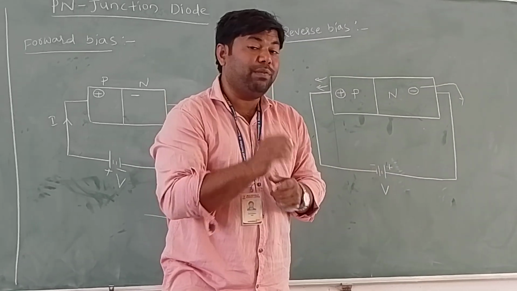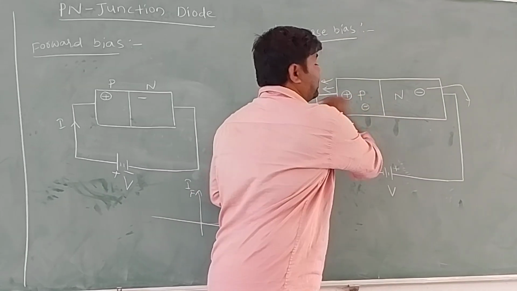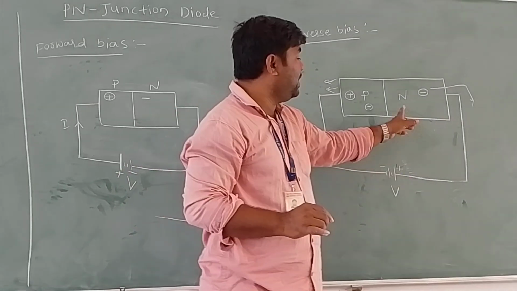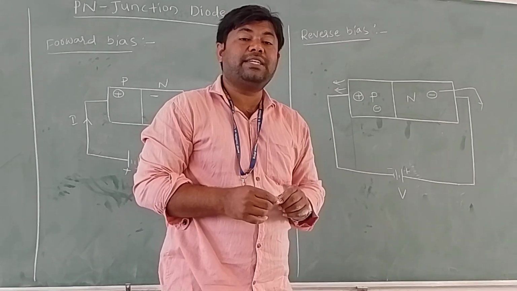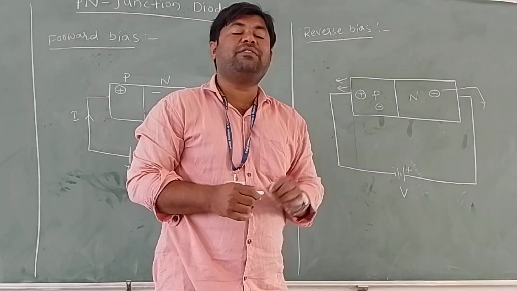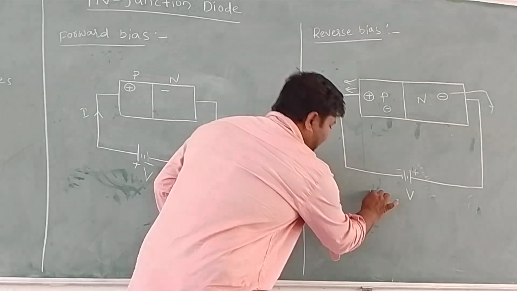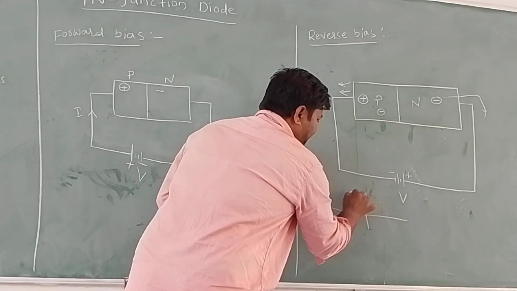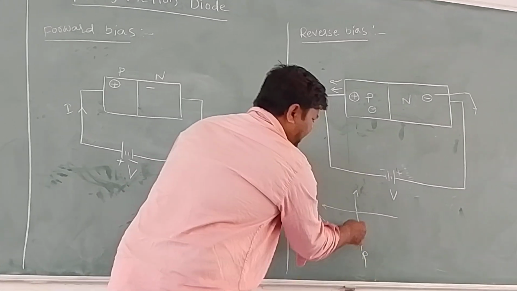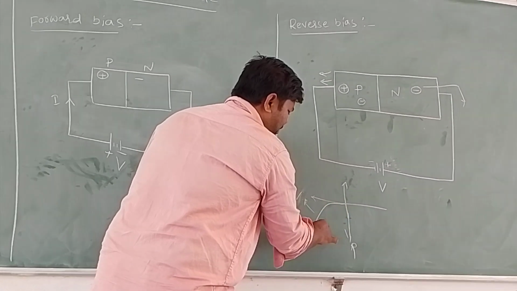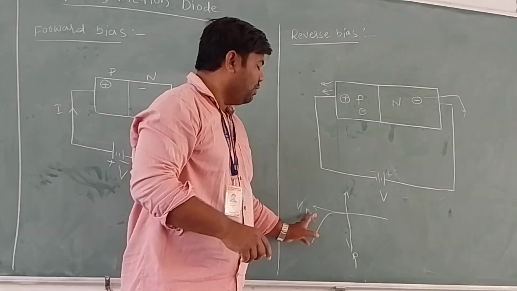Why does only a low current flow? Because of the minority charge carriers, the electrons in the P side. Due to these electrons, a very low current flows. That low current we call the reverse saturation current, or leakage current. In the reverse bias condition you can observe the VI characteristics with VR and IR. As you increase the voltage, the current stays very small. That means only a minor current flows. That is the reverse bias VI characteristic.